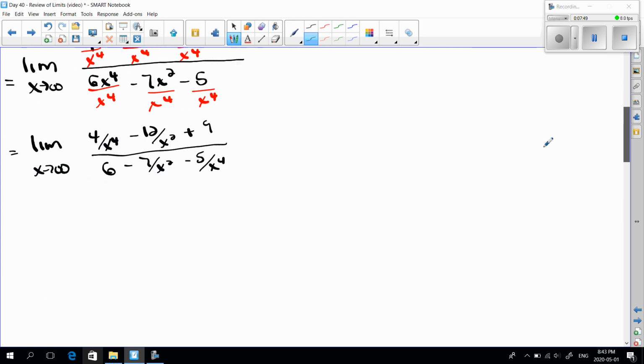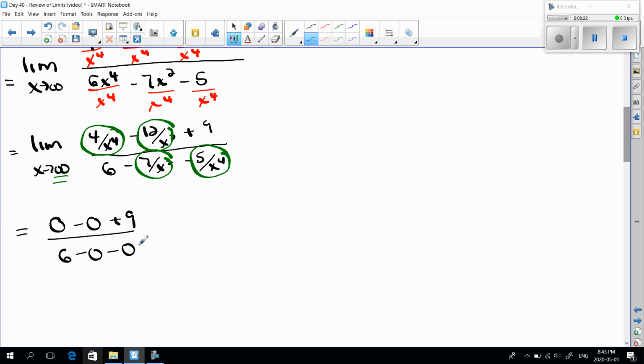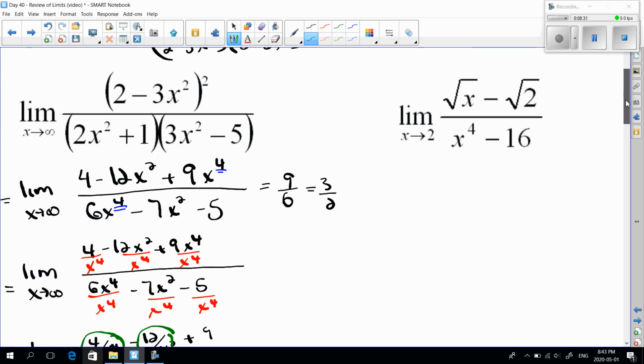Now keep in mind that as x approaches infinity, this piece and this piece and this piece and this piece would all approach 0. 4 divided by a really large number would be 0. Same thing, 12 divided by a really large number would be 0. These would be approaching 0. Nothing would be happening to the 9 or the 6. So it's at this point I can drop the limit notation and I end up with 9 over 6, which is 3 over 2, which is the answer we had up here.